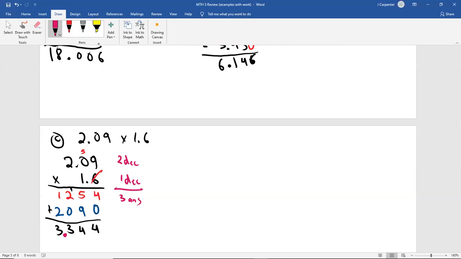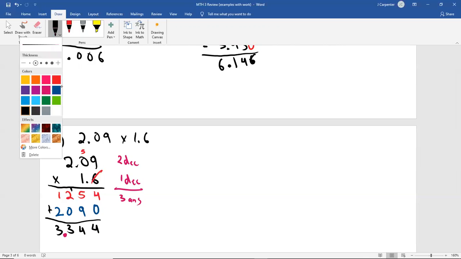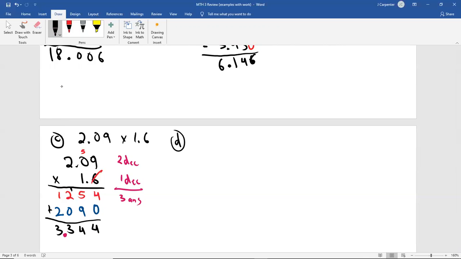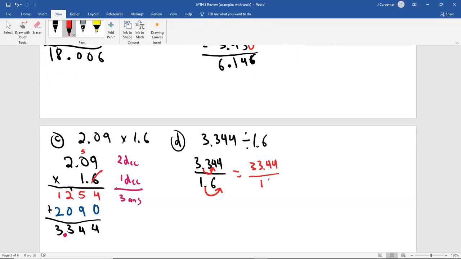All right, for D, let's do 3.344 divided by 1.6. Another way to write this would be 3.344 on top of 1.6. It's about the same thing, and we mentioned previously that you can't divide by a decimal. So each of these decimal places needs to move right however many times until the bottom is whole. So this one has to move right once, and this one has to move right once. So that gives us 33.44 divided by 16. That's the division that we actually need to see.